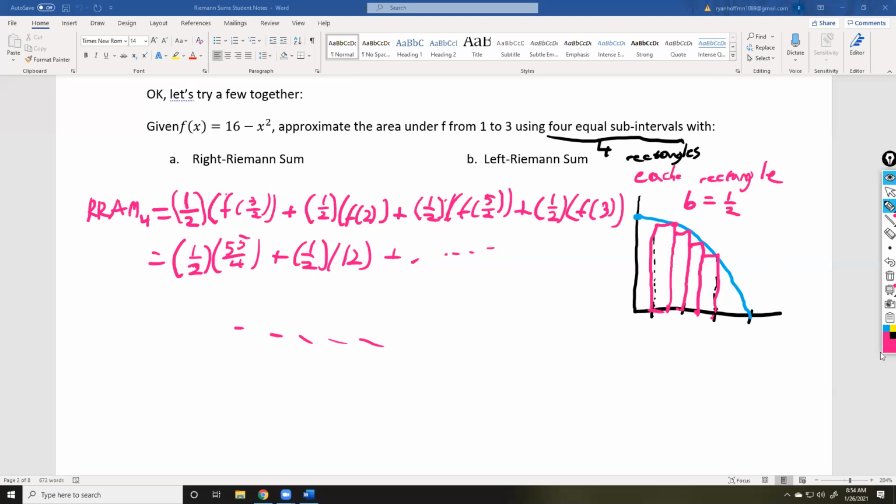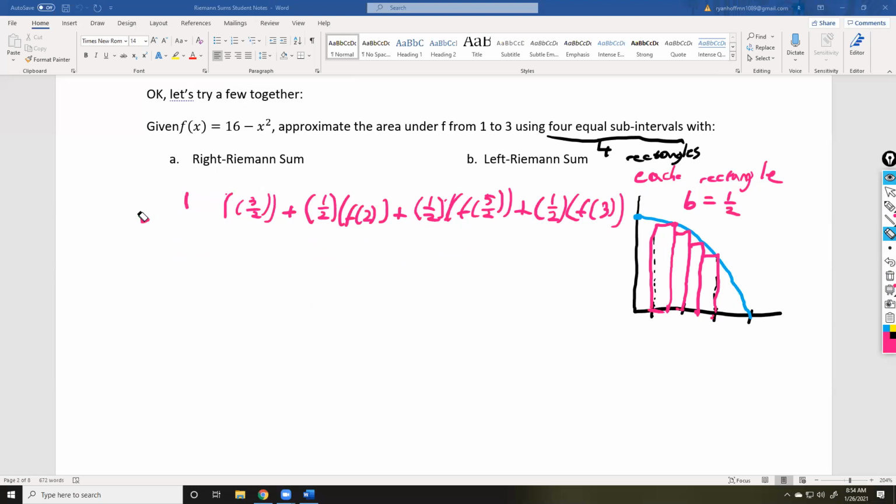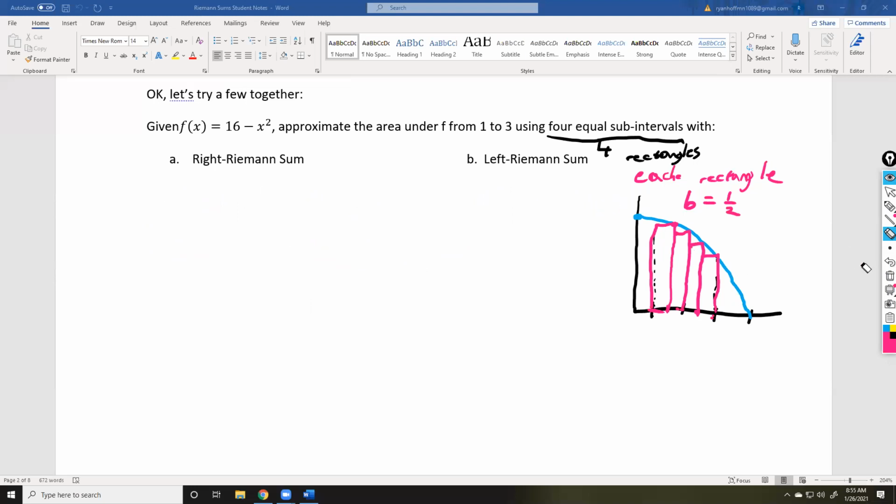All right, last thing I want to do before we go. I want to do the left Riemann sum. I want to set that up. I at least want to give you the diagram. And then from there, I want to see if you can write it out.